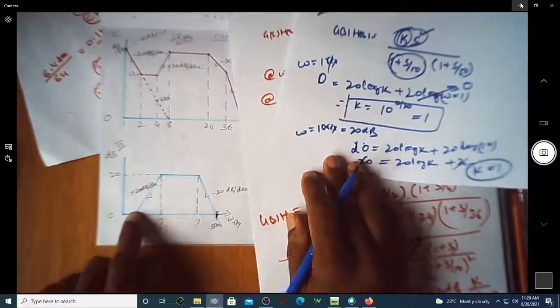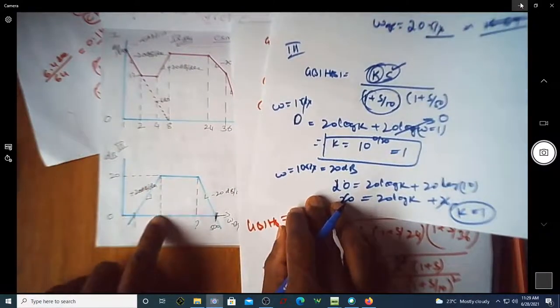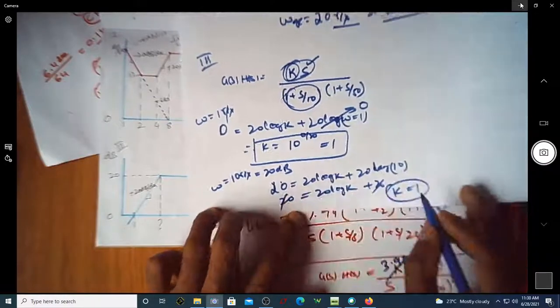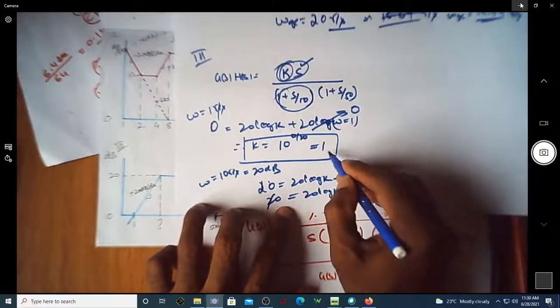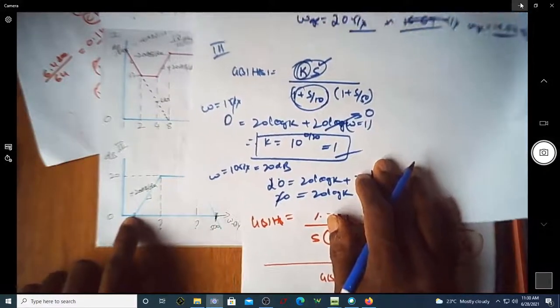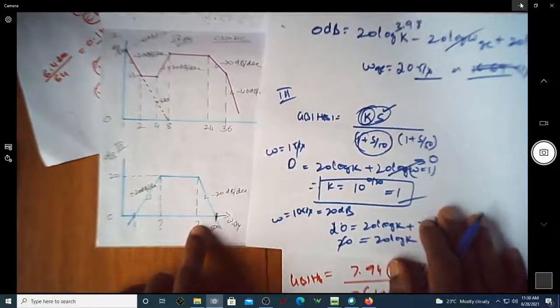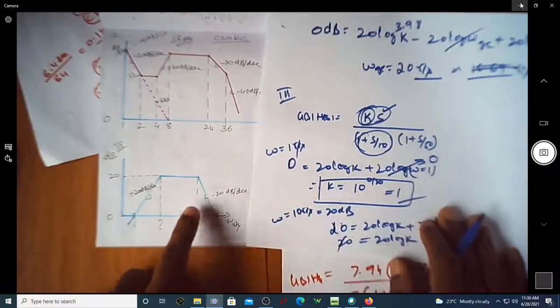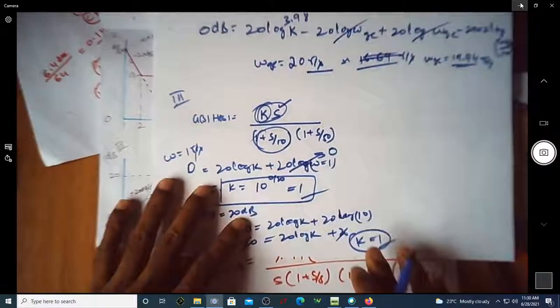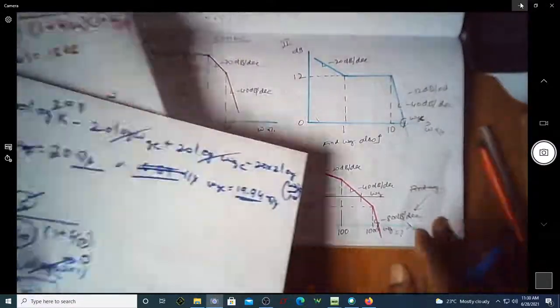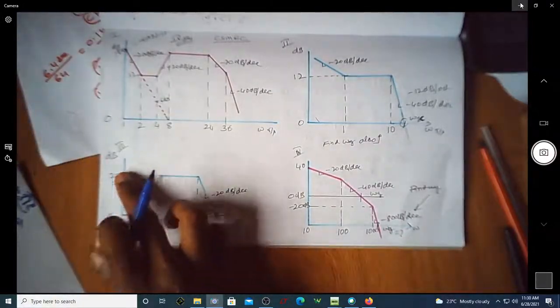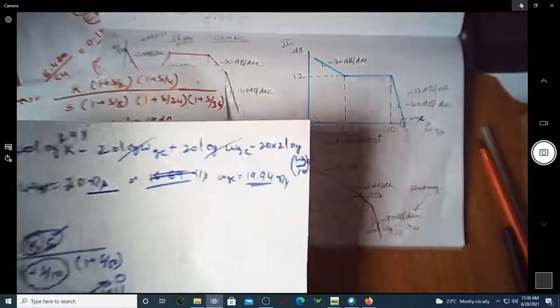Whether you take this magnitude or this magnitude, at the corresponding frequencies you get the same value of k. K is equal to 1 here, k is equal to 1. Either you take it at 1 radian per second or 10 radian per second, you can take it at any point. Even if you take it at 50, the k value again comes out to be 1. Okay, this is about this particular third problem.